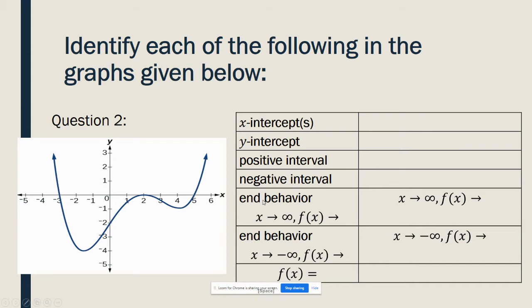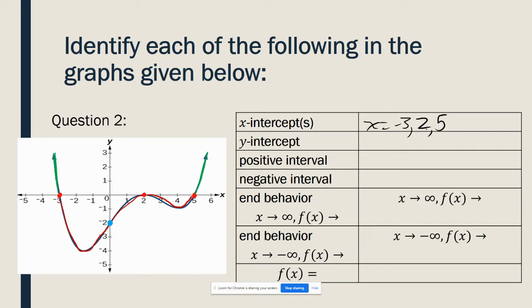Okay, let's do one more of these. Identify each of the following in this graph. Right off the bat, in red, I'm going to identify each of the x-intercepts, anytime it crosses the x-axis. In blue, I'm going to highlight the y-intercept. In green, every part of the graph that's above the x-axis. And in dark red, the parts of the graph that are negative, or below the x-axis, just like so.